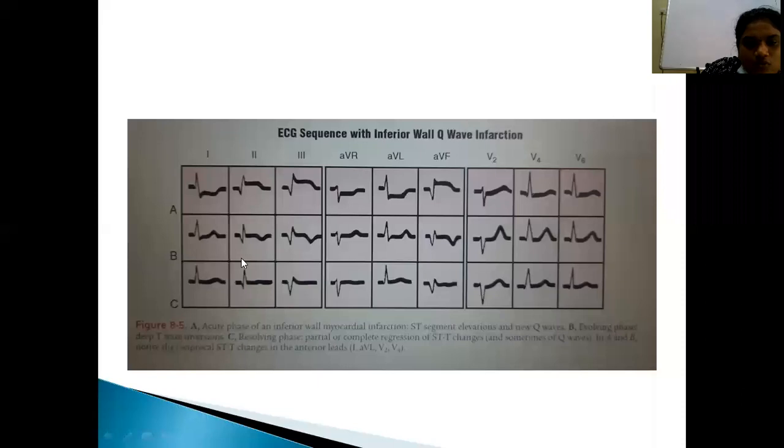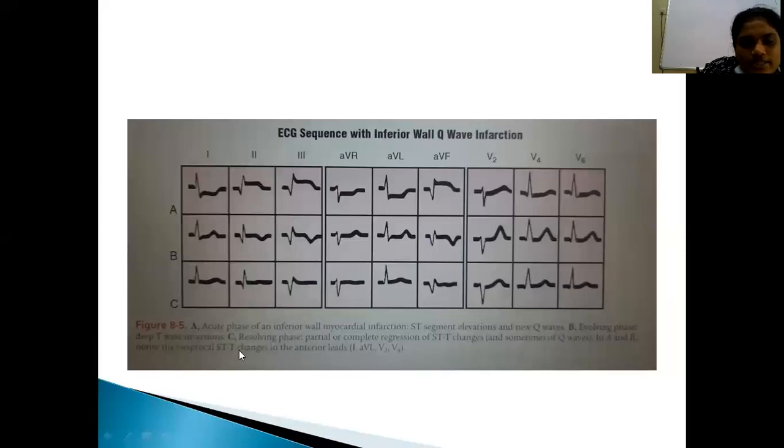Then next, the evolving phase, in which we will be seeing the T wave inversions. In the second lead, T wave inversion, third lead, T wave inversion, and AVF, T wave inversion. Then the resolving phase, in which the ST segment and T waves become normal, and we can only see the Q waves. This one is the ST; it is not elevated, it is the flattening of the T waves we are able to see.